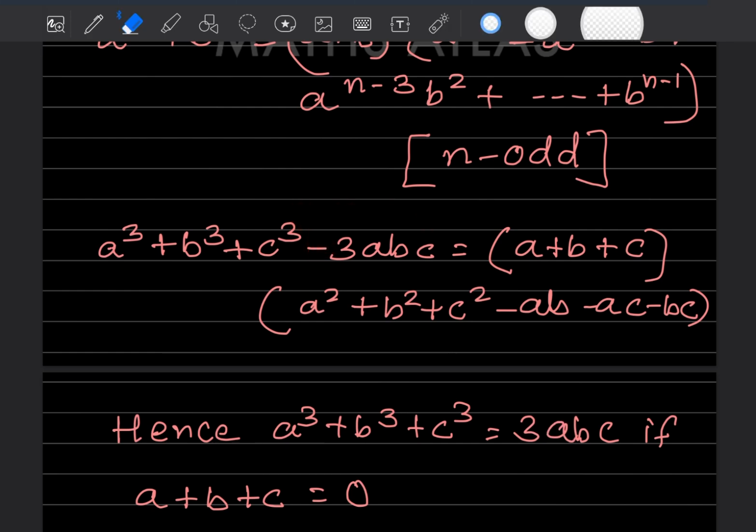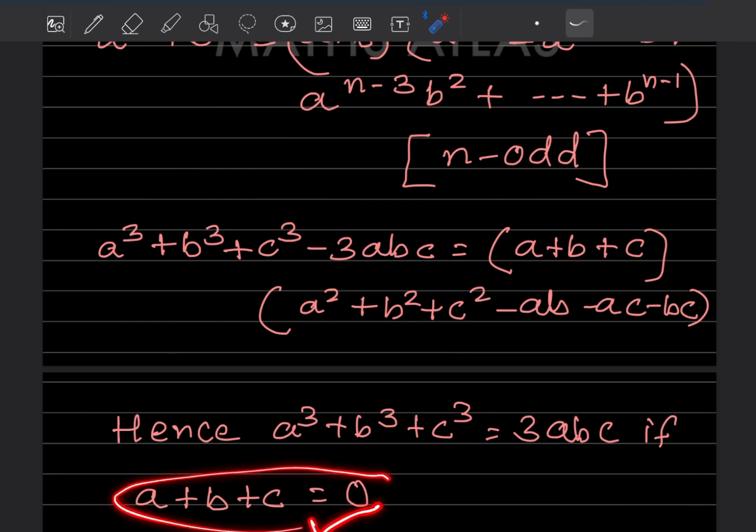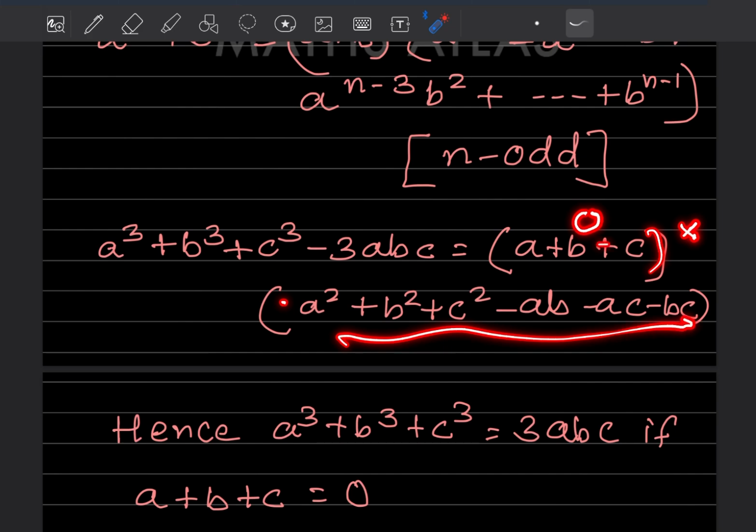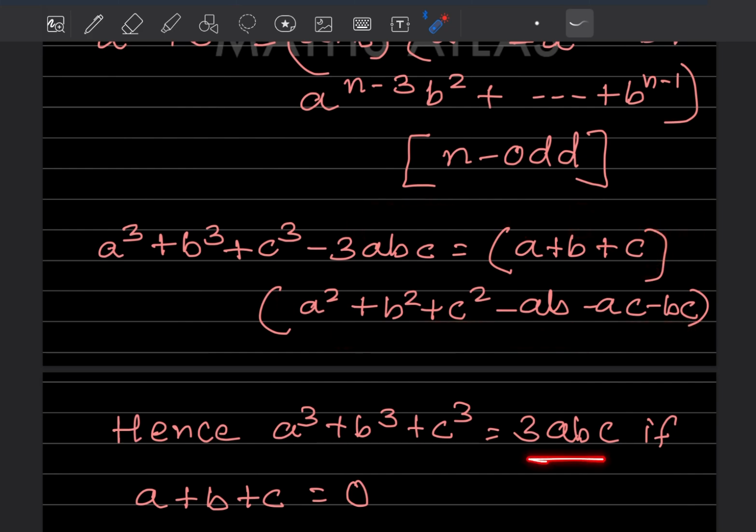But when it is going to be 3abc, if this a plus b plus c is equal to 0, because this is the main thing, if a plus b plus c is equal to 0, because if it is here 0, this is actually multiplication. This bracket means there is a multiplication sign. So this can be anything. So 0 into anything, that is going to be 0. And this is going to be equal to 3abc. So this is an important formula.